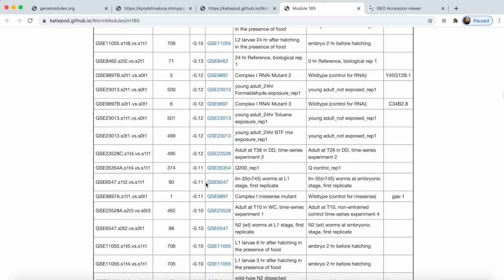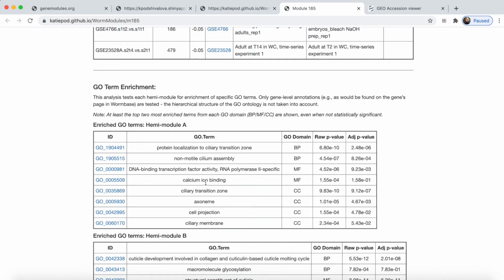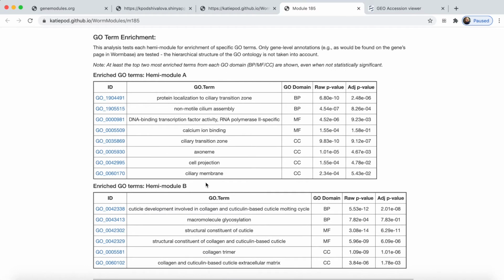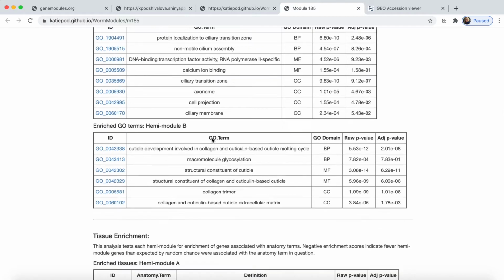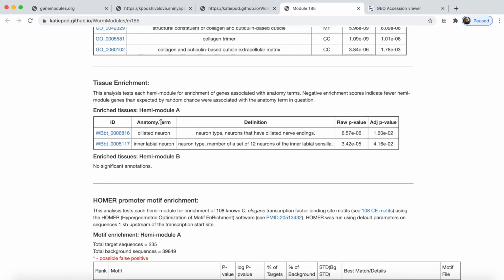As I scroll further down, I find GO-term enrichment results listed separately for each hemi module. Remember that hemi modules are genes that are regulated in opposite direction within a module, with A being the main hemi module, that is, it contains more genes. My gene, say 48, was part of the A hemi module, and I see that this A hemi module is enriched for GO terms related to non-motile cilia. This is also a good example to show that genes in the two hemi modules can have very different annotations associated with them. Next down is the anatomy or tissue enrichment.